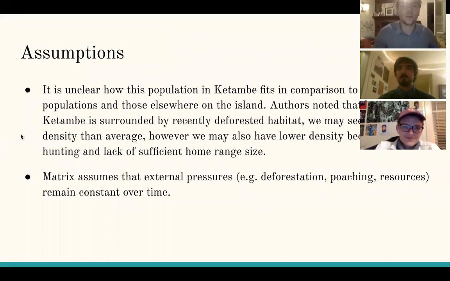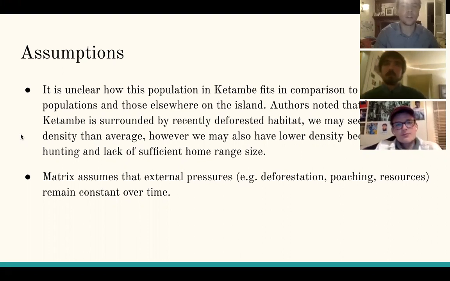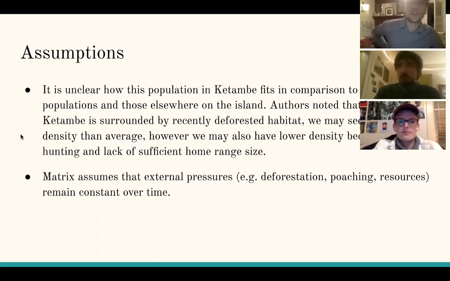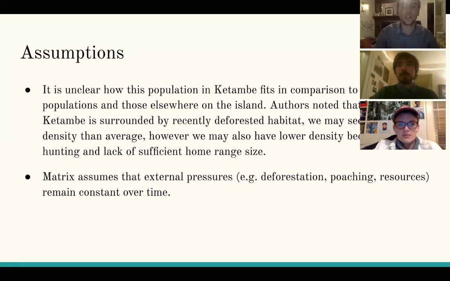Assumptions that we made in terms of our matrix: it's unclear how the Catambe population compares to ancestral and historical populations of Sumatran orangutans. So data that we found here and assumptions and takeaways that we found here may not apply to previous populations. And the matrix that we have assumes external pressures such as deforestation, poaching and resource availability remain constant over time, which is not necessarily true.